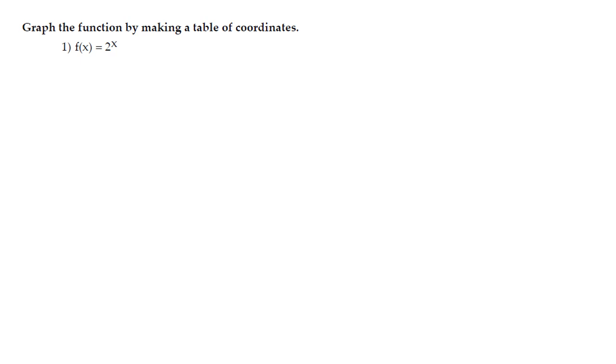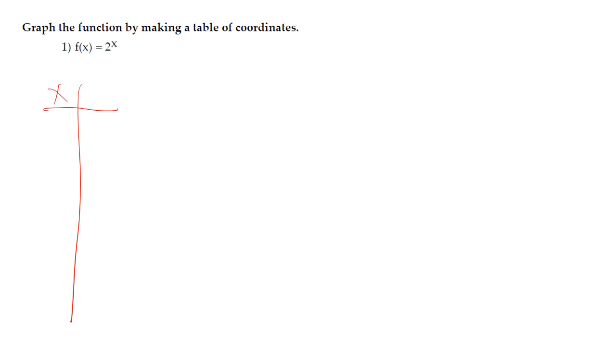Okay, here's your review for test number 3. First off, we want to know how to graph exponential functions, and I know the directions here say graph the function by making a table. We really shouldn't have to make a table, but let's say we did.